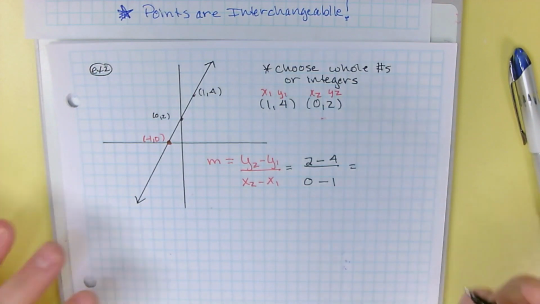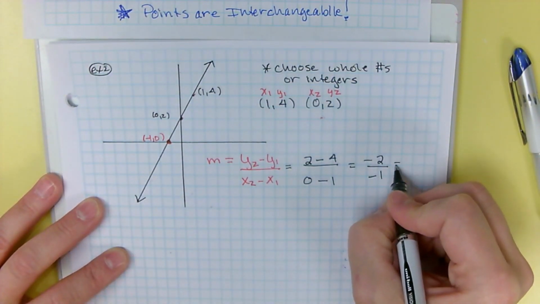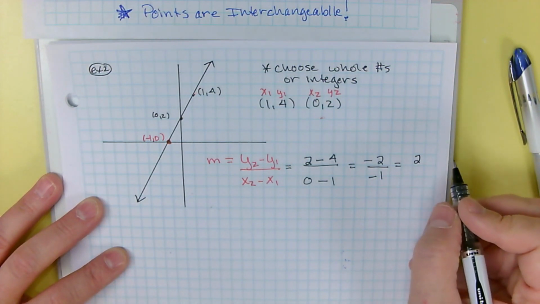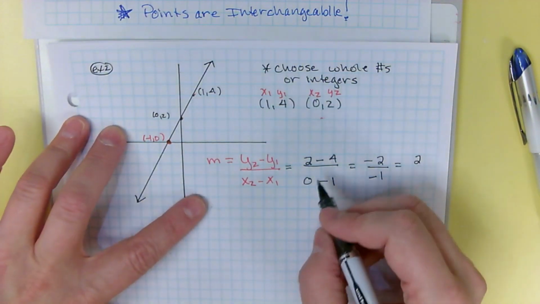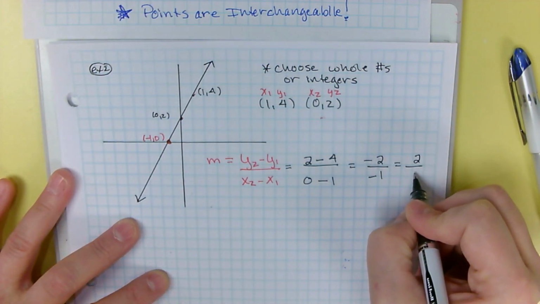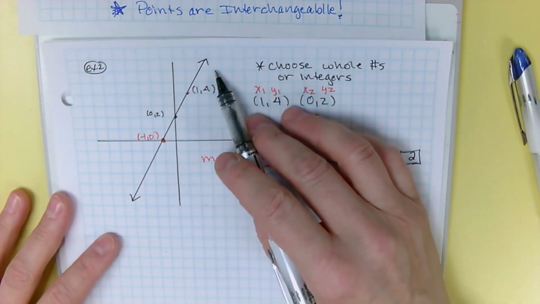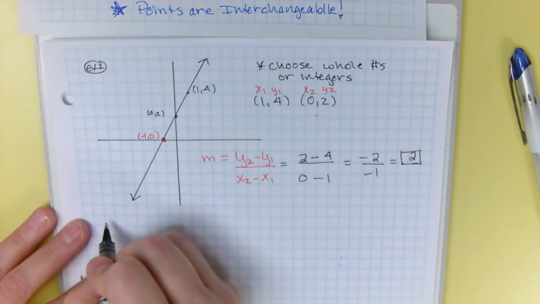All right, let's see how we did. 2 minus 4 is -2. 0 minus 1 is -1. And we have a slope of, oh, did I do the wrong point? 0, no, I did the right point. So that would be 2. Which makes sense because this is going up. It's a little steep, but not much.